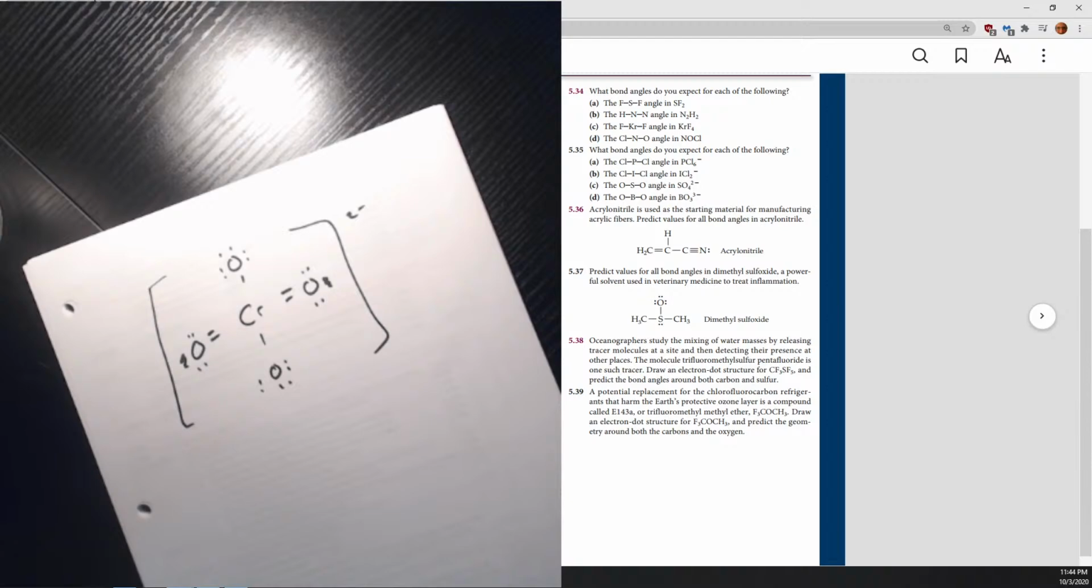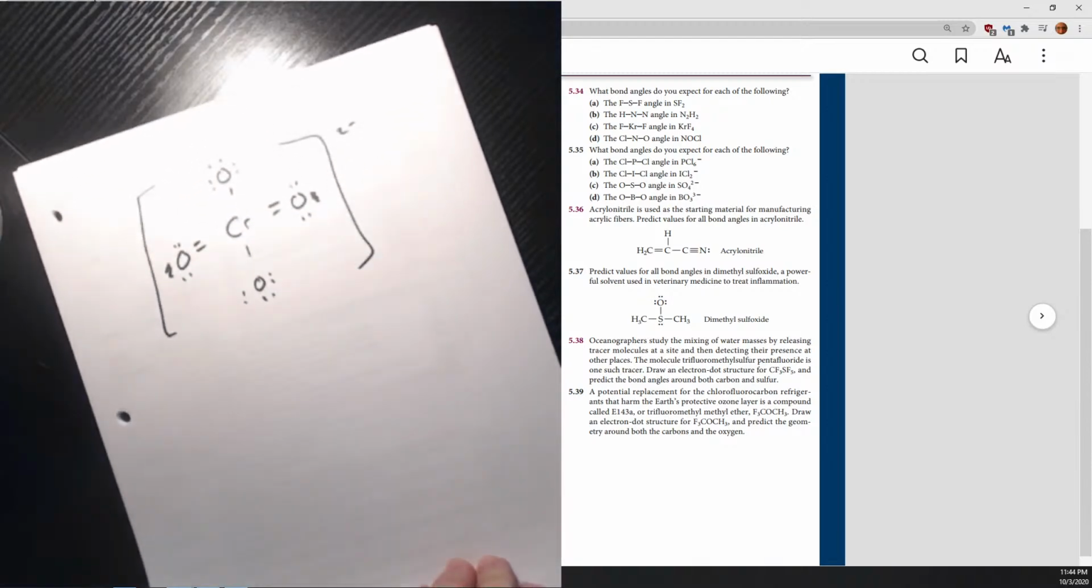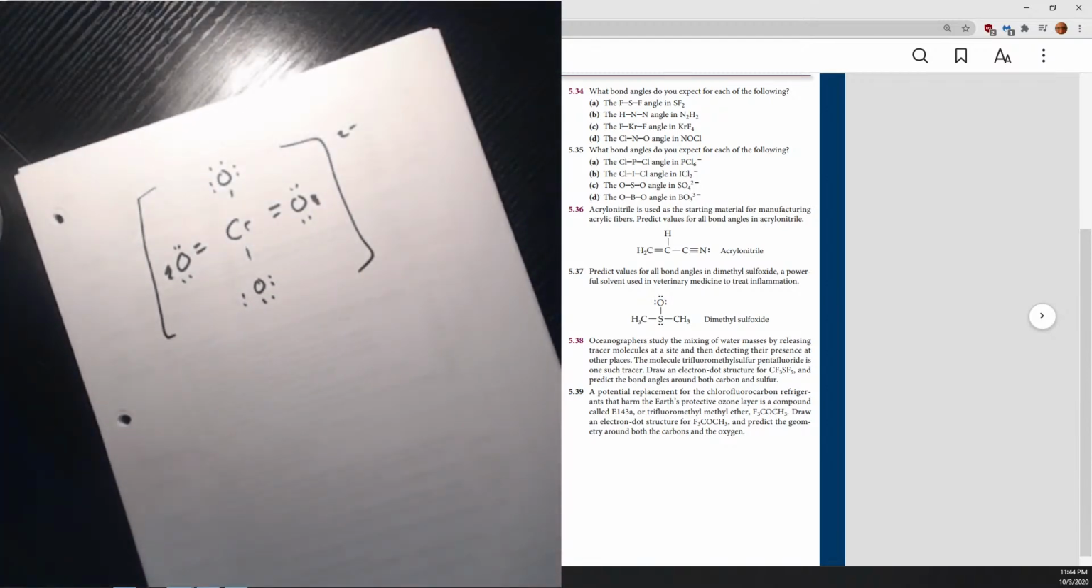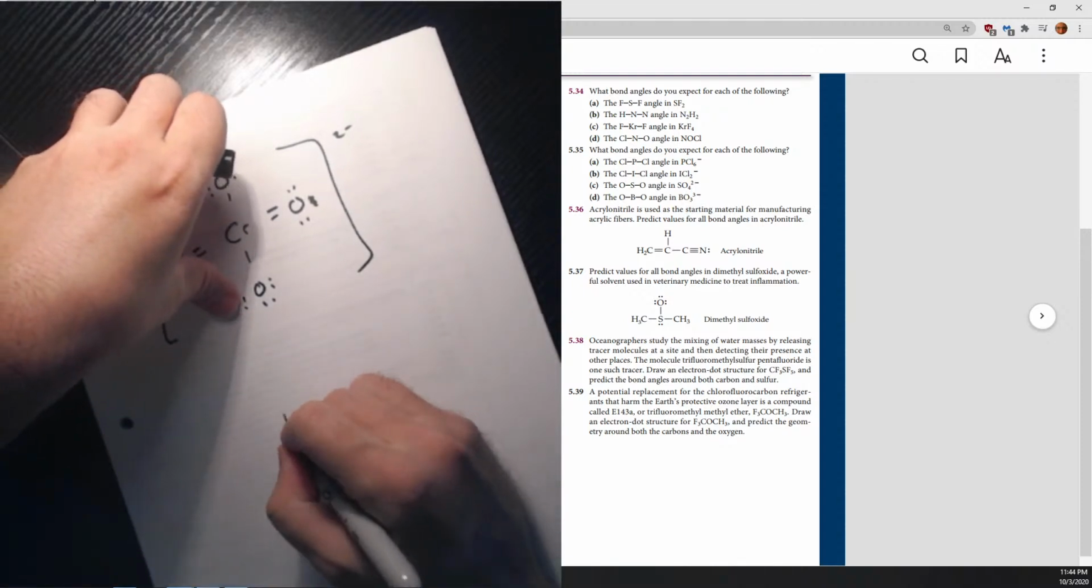All right, 32. What shape do you expect for each of the following anions? Well, getting lots and lots of practice for these things is a very good idea. All right. So PO4 3 minus.